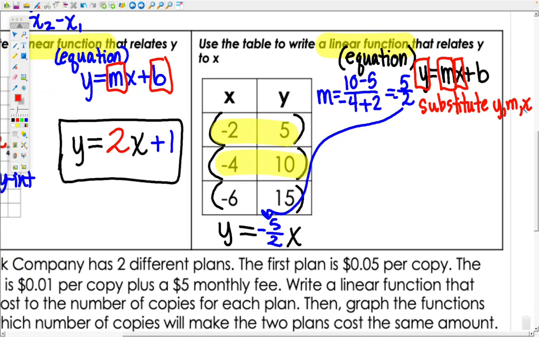Alright, so I know what the M is. The M right here was -5/2.